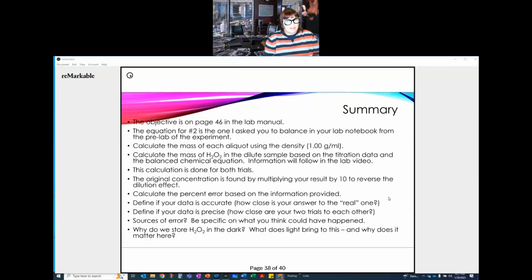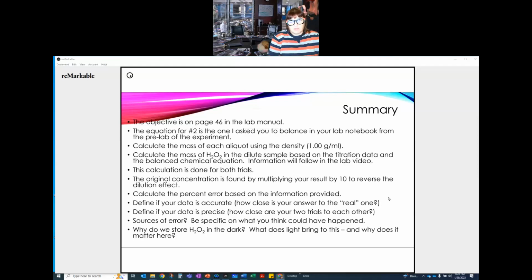The summary, as always, the objective is on page 46. Equation number 2 is the one I asked you to balance in your lab notebook for the pre-lab for the experiment. Calculate the mass of each aliquot using the density. Calculate the mass of the H2O2 in the dilute sample based on the titration data and the balanced chemical equation. So information will follow, I promise. This calculation is done for both trials.